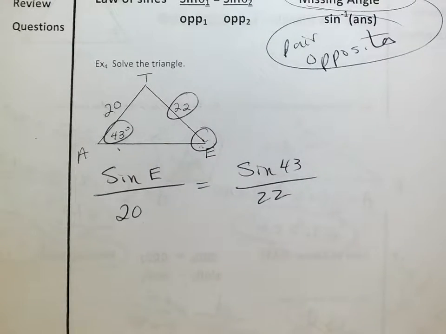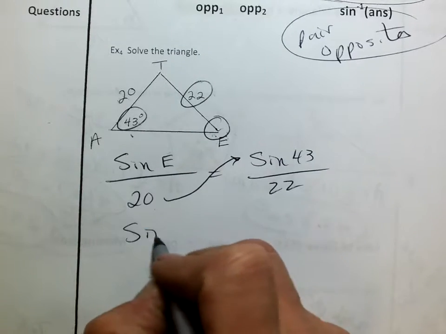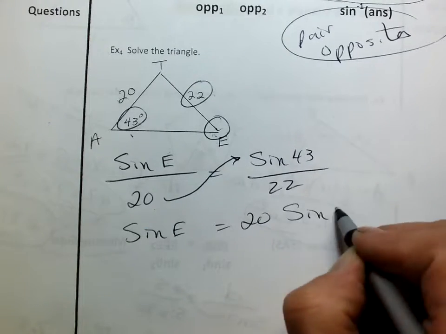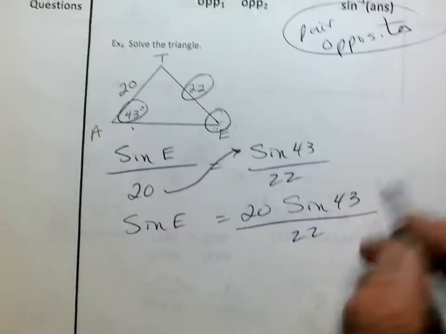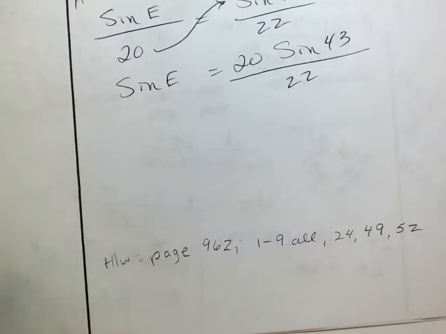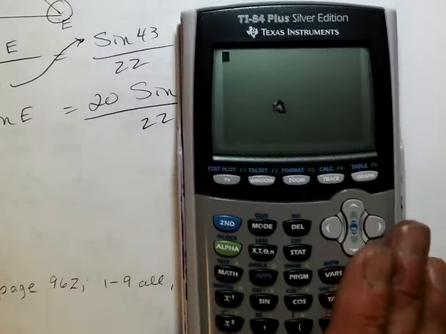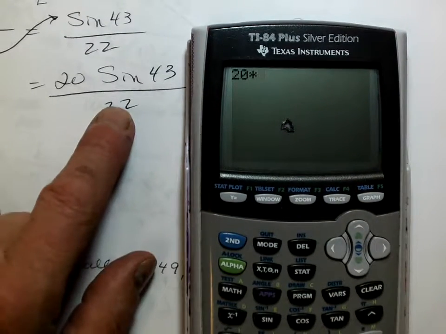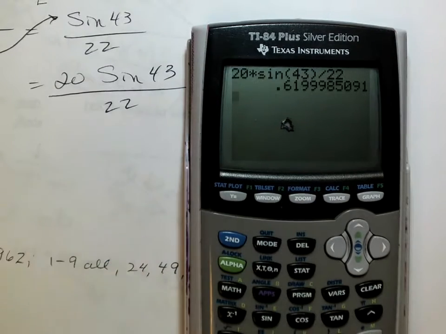Okay, then to solve, I'm going to multiply the 20 up there, and I'll have sine of E equals 20 times the sine of 43 over 22, okay? And then I'm going to use my calculator to get an answer. So in my calculator, we're going to go 20 times the sine of 43 divided by 22, and I get a decimal.